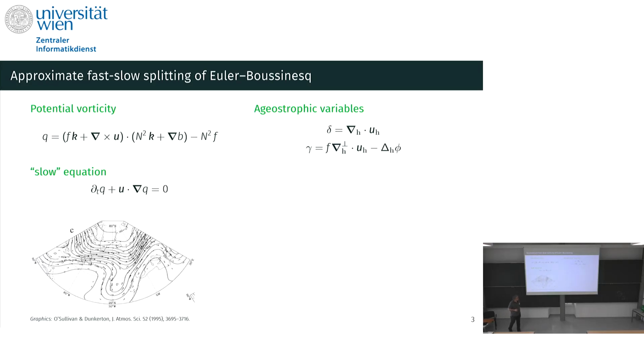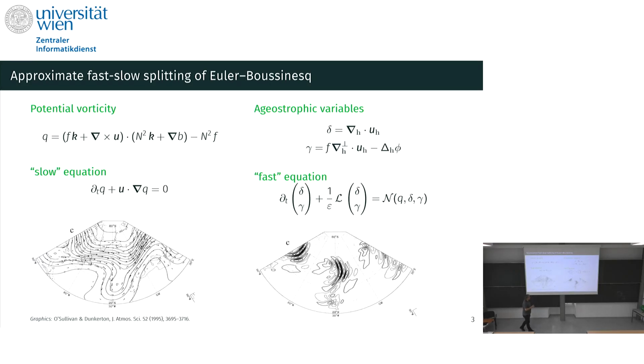And then to fully close the model, we have some sort of ageostrophic variable. So this could be divergence and ageostrophic vorticity, for example. Different choices are possible, of course. And then the fast equation can be written as a linear wave propagation part with a skew operator L that has a large parameter in front, and then there are some nonlinear interactions to complete the model, and usually this N is complicated. Right, and that is basically the missing component here, and typically in geophysical flows much smaller.